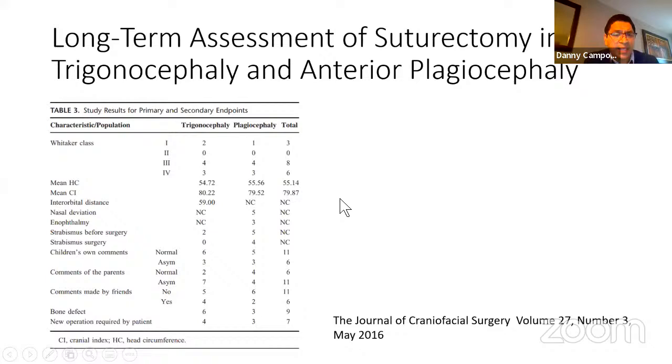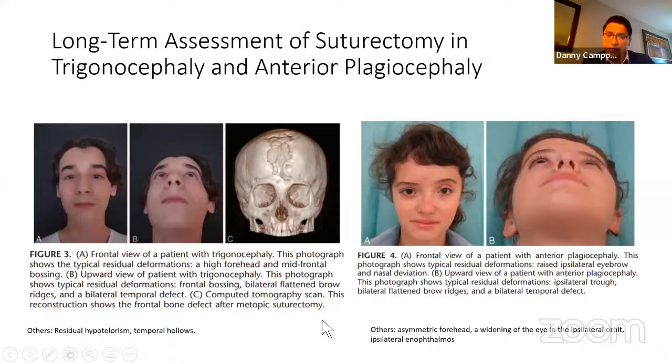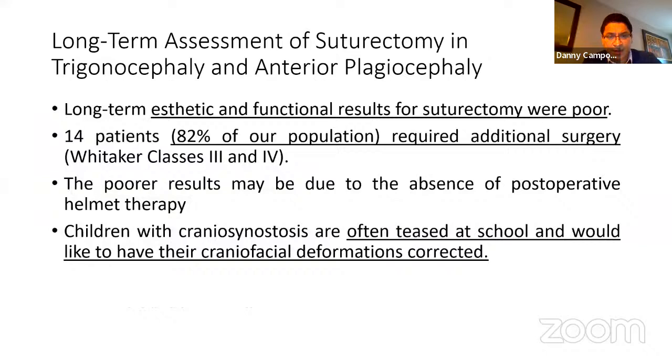And over time, during follow-up, these patients had some residual deformation, such as a high forehead or mid-frontal bulging, or in the case of coronal, a raised ipsilateral eyebrow and nasal deviation. That's why they have a high incidence of reoperation. And it's probably because they used helmet therapy at the same time. That's why the aesthetic and functional results were very poor.